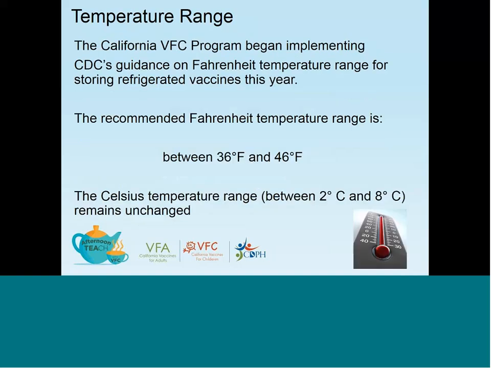The California VFC program began implementing CDC's guidance on Fahrenheit temperature range for storing refrigerated vaccines earlier this year. The recommended Fahrenheit temperature range is between 36 and 46 degrees Fahrenheit, previously between 35 and 46 degrees Fahrenheit. The Celsius temperature range between 2 and 8 degrees Celsius remains unchanged. Knowing these ranges aids when setting alarm limits with your digital data loggers.